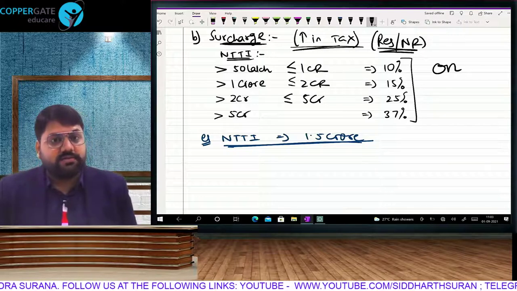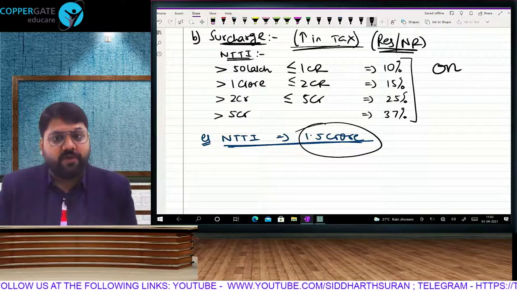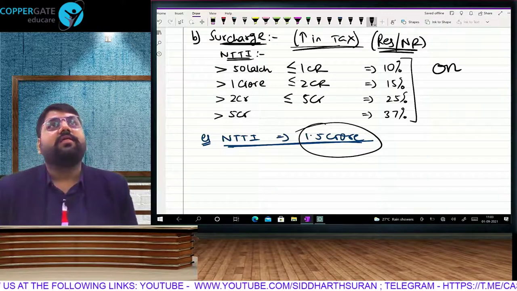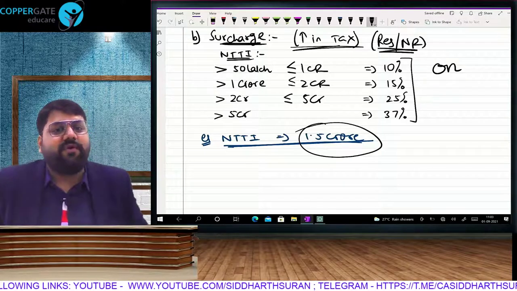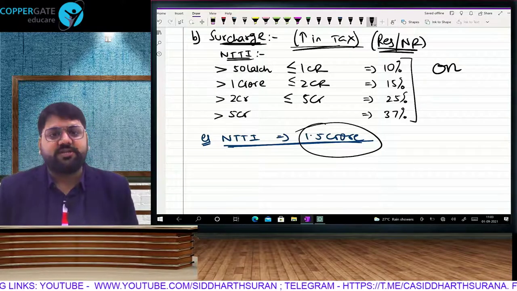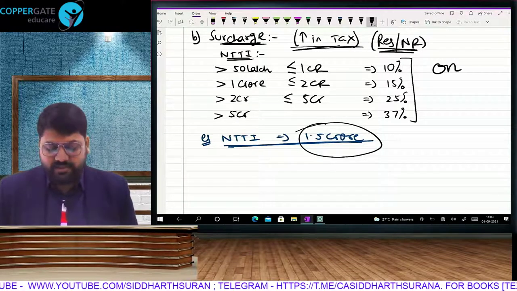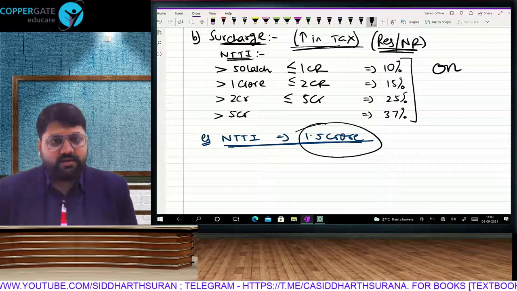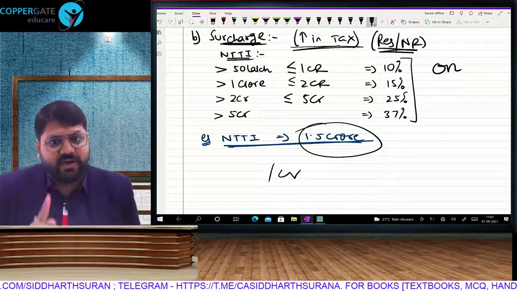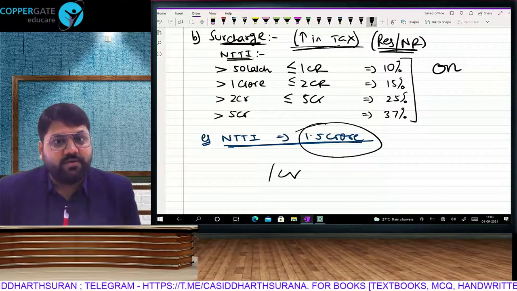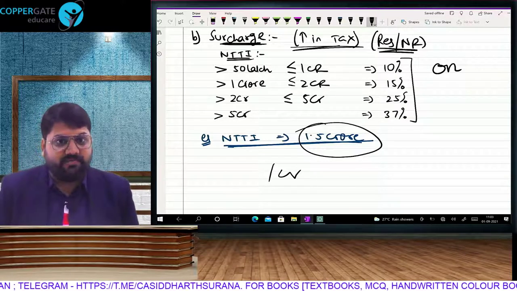Some students calculate surcharge of whatever is the rate on 1.5 crore. Like, sir, tax is calculated on income only, so on 1.5 crore we'll calculate. Rubbish. Nonsense. Some students say, sir, actually, if the income was only 1 crore, then the surcharge would have been 10%. Mind you, because it is greater than 50 lakhs, 15 will not come, but 10 will come at 1 crore.